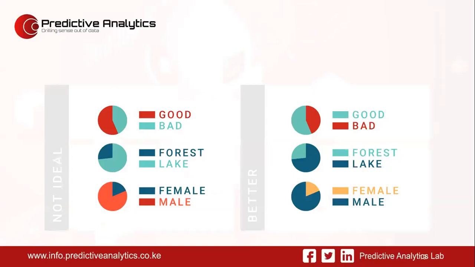So here is an example. We have what is not ideal. You can see here red is being used to indicate good, and light green bad, forest is blue, female is blue, male is red. Then on the right, we have what is good. Good is blue, bad is red. We have forest there, a shade of green, and water a shade of blue. Female, the yellow I was talking about, and male, the dark blue.